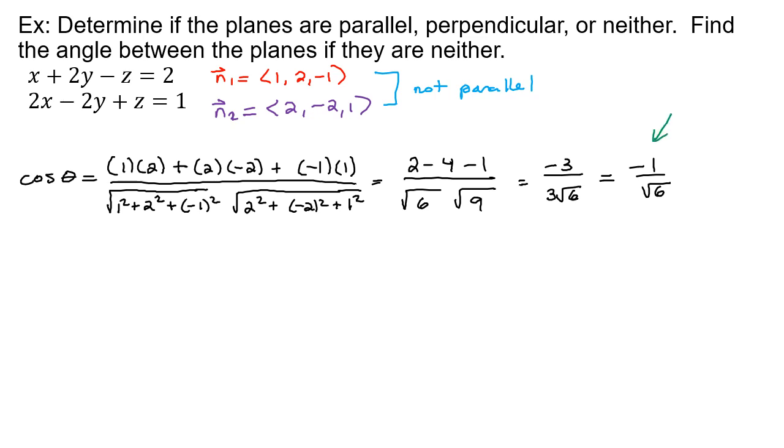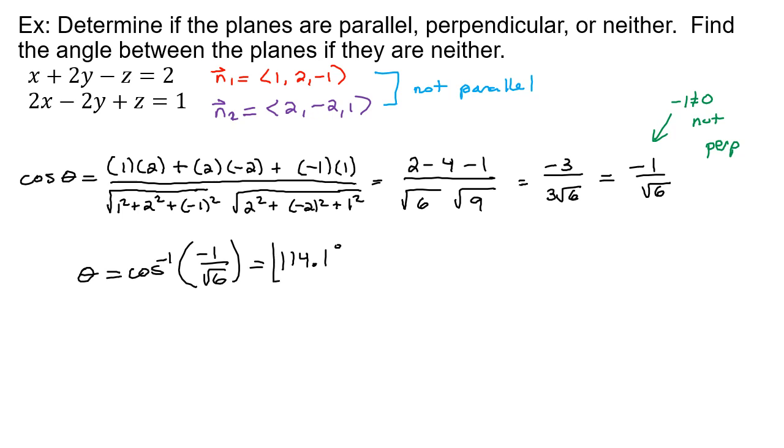So since this dot product didn't come out to be 0, it is not perpendicular, which means we can find the angle between them just by doing cosine inverse of that thing in the calculator. So if you type that into the calculator, hopefully you get somewhere close to 114.1 degrees.